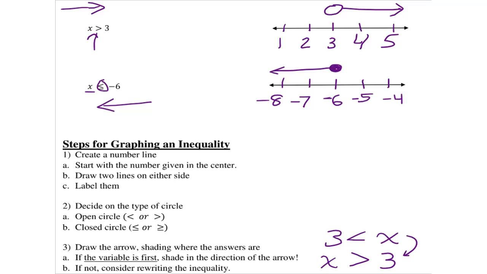Okay, so a really quick review of how to graph an inequality. Again, starting with the number in the middle, label your number line, decide on the type of circle you're going to use, an open circle for less than or greater than, or closed circle for less than or equal to, greater than or equal to, and then you draw your arrow in the direction of where your answers will be. And if your variable is written first, then your arrow should point to the same direction that your symbol is pointing. So that greater than symbol is pointing to the right, and that less than symbol is pointing to the left.